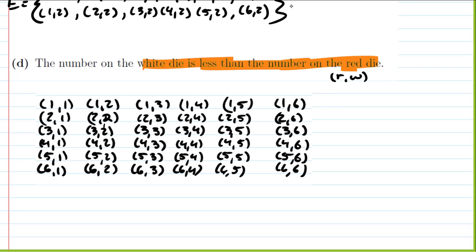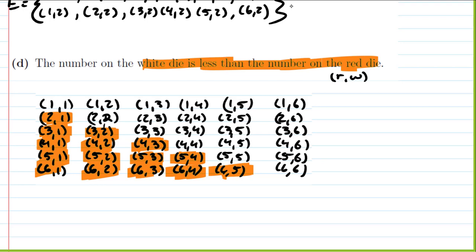So here, (1,1), they're equal, so that doesn't work. 1 is less than 2, so that works. So all of these work. Not true, not true. Okay, 2 is less than 3, so all of these are going to work. Not true, not true, not true here. 3 is finally less than 4. 4 doesn't work. 4 is less than 5, and 4 is less than 6. And 5 is less than 6, right? So the ones that we highlighted in orange show us when the white is less than the red.